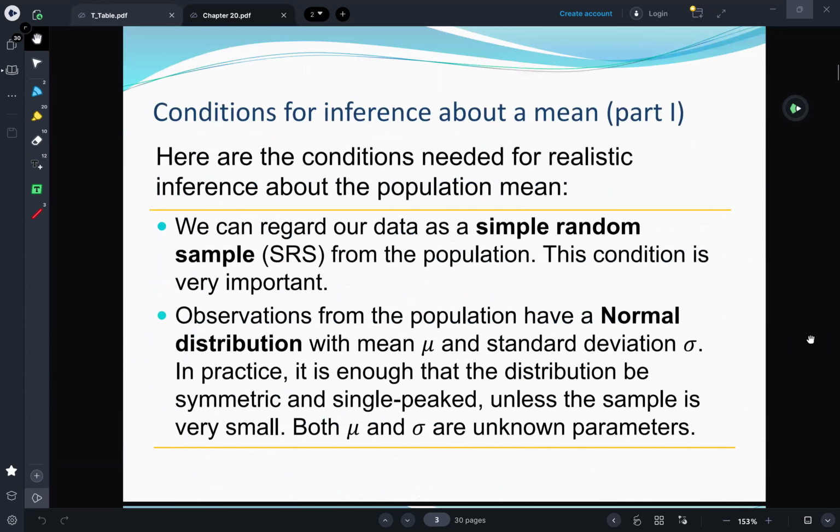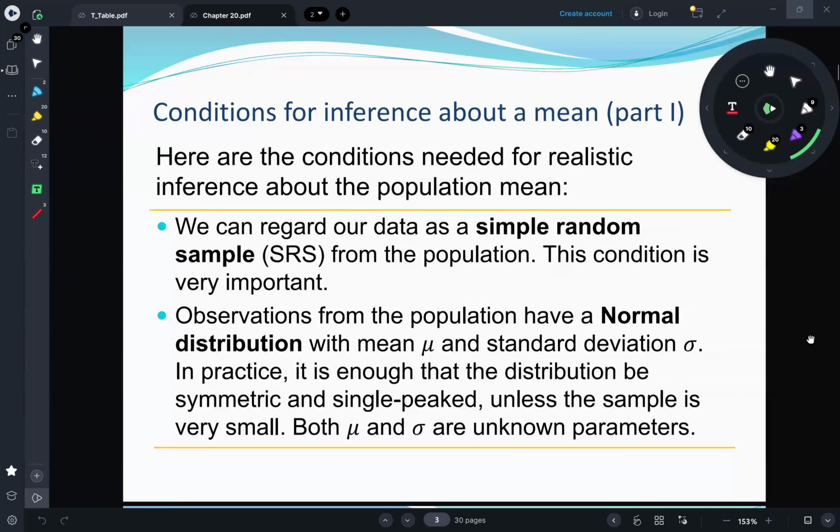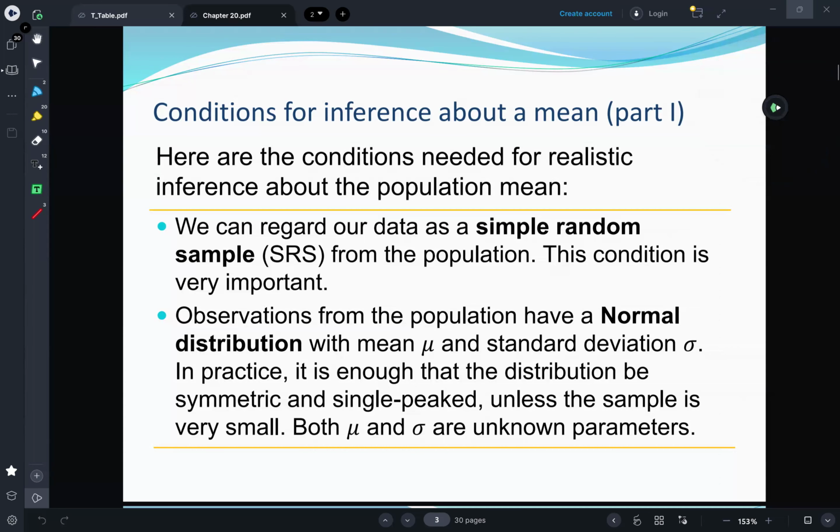So the conditions are very similar to what we've been doing. We have a simple random sample. We're assuming we are taking a sample from the population, right? That's always step one. We're taking a sample from the population, and then we want to use it to draw conclusions about the population. It's very important that it is a simple random sample. Observations from the population also have a normal distribution, right? With mean mu and standard deviation sigma.